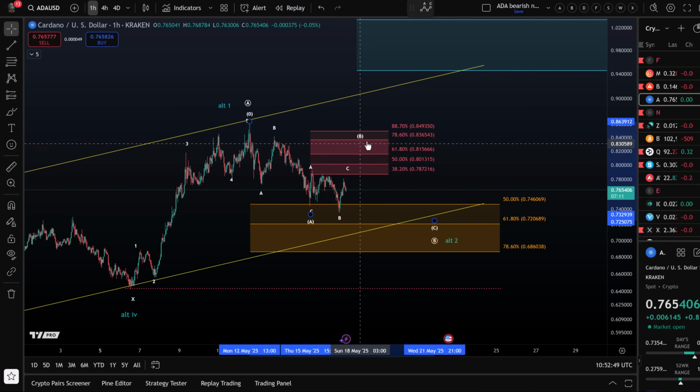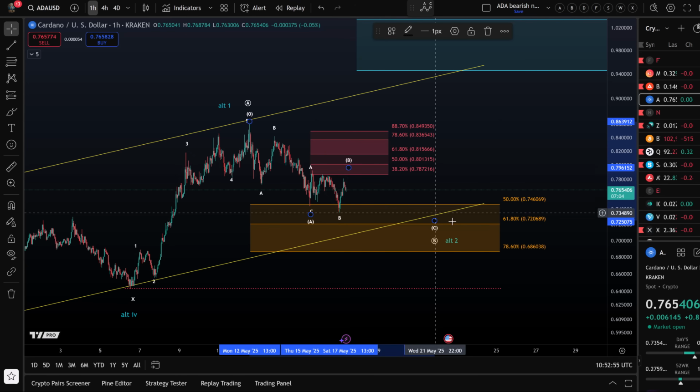It could still form a wider, larger B wave. The resistance ranges all the way up to 84.9 cents. But either way, the correction still seems to be unfolding, and I have no evidence at this point, even though we have a reaction to the 50% fib level, but nothing major yet.